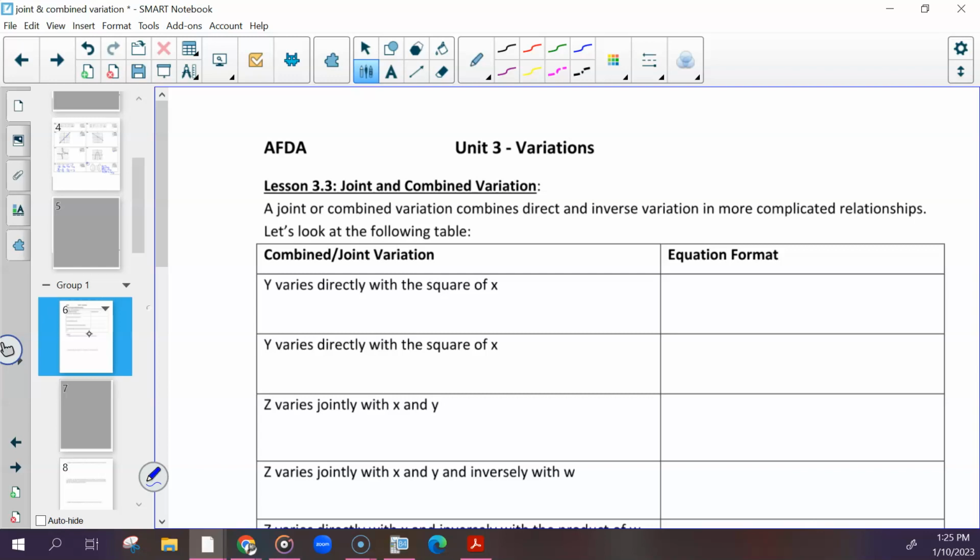So this is really where the joint and combined variation come into play. Some of them will be the same as what we've already been doing, strictly direct, strictly inverse, but maybe the variables change. Sometimes you'll see more than that, so let's go through some of these. First, this should say square root of.